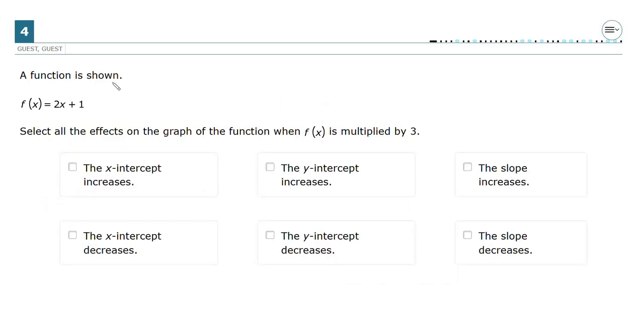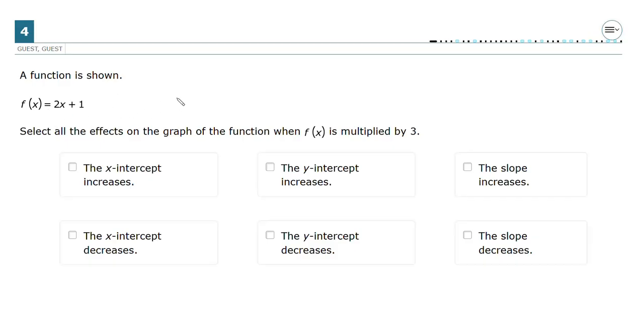Number 4, a function is shown: f of x equals 2x plus 1. Select all the effects on the graph of the function when f of x is multiplied by 3. So what that means here is we need to find the outputs of this function and then multiply them by 3 to compare what happens to the two functions.